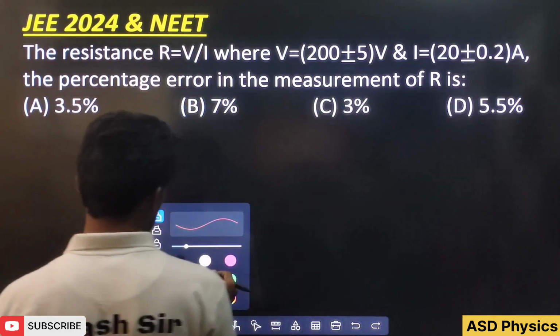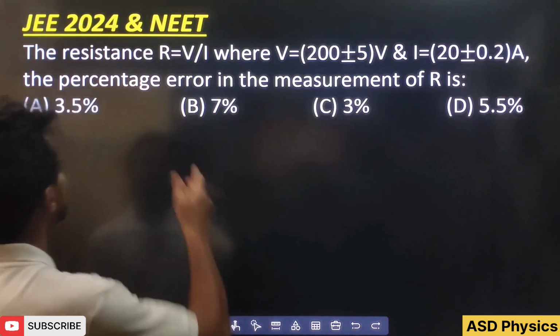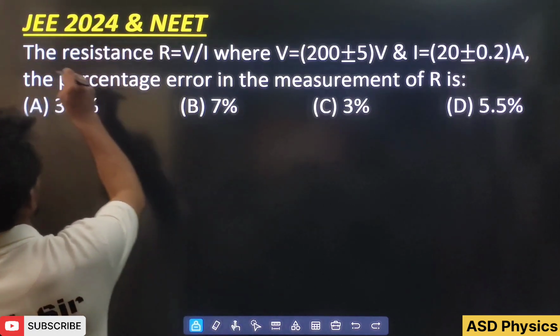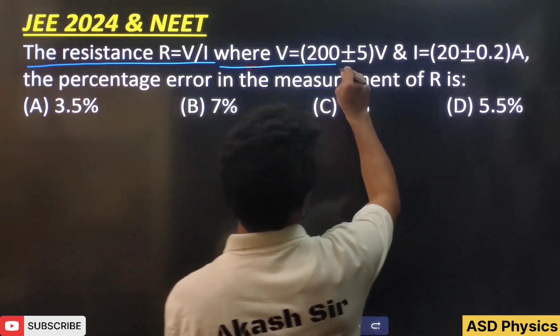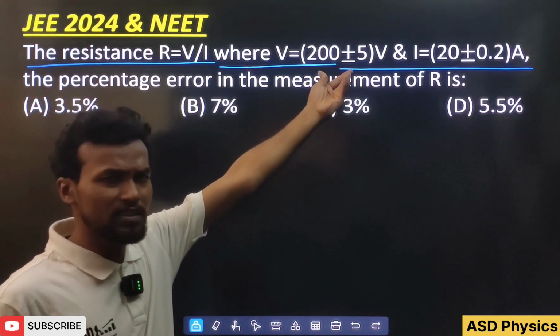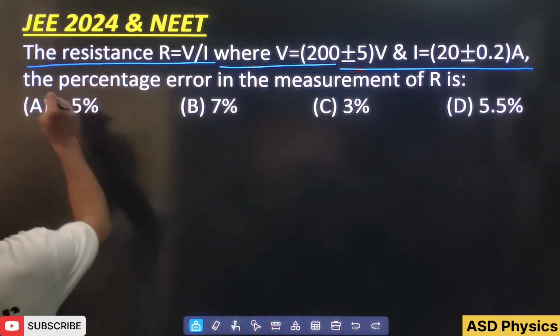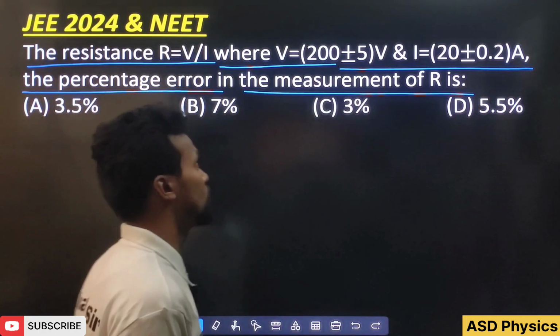Next one, kindly see here. Now we are covering all kinds of questions that can come in an exam. This is a JEE 2024 question. The resistance R equals V by I, where V and I are given. Error is always represented in this form, plus minus, as we covered in previous videos. The percentage error in the measurement of R is how much?